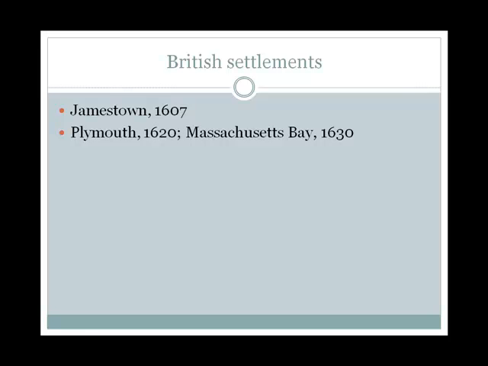The British also established a colony further north, and that was the colony of Plymouth in 1620, settled by the Pilgrims, and Massachusetts Bay in 1630, settled by the Puritans. So in a sense, if you look back at these early colonies, by 1630, the British had some pretty permanent settlements that had developed in North America.